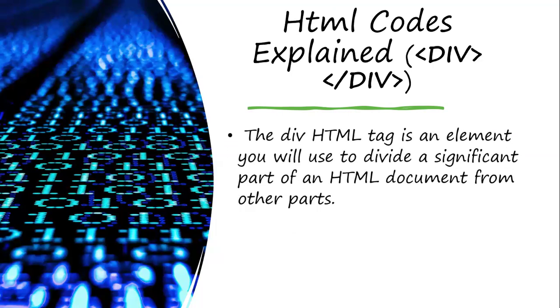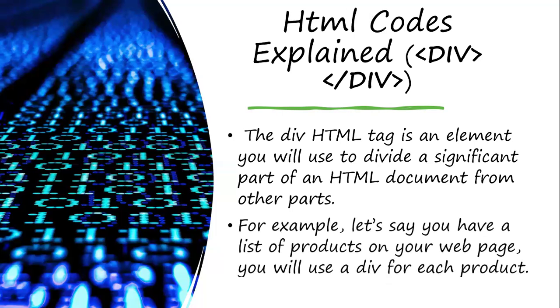The div HTML tag is an element you use to divide a significant part of your HTML document from the other parts. So you can simply use this HTML tag, the div, shortly seen as for dividing, to separate a significant part of the HTML document from the other parts, just to make it easier to view through your browser. For example, let's say you have a list of products on your web page. We use this div HTML tag for each product, just to separate the significant parts of these products throughout your HTML document.